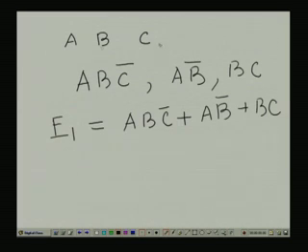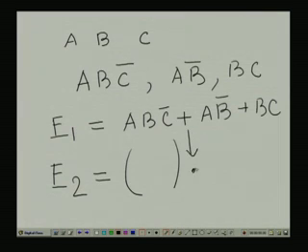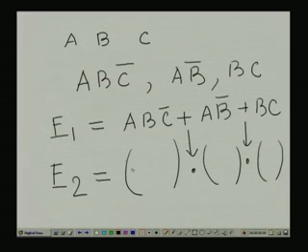Now, say again A, B, C are terms. Now, if I take some other expression E 2 where this plus is replaced by dot. Say here I am taking A bar plus B, A plus C and B plus C bar. Then again this is a canonical form. So, either this is a sum of min terms or this is a product of max terms.